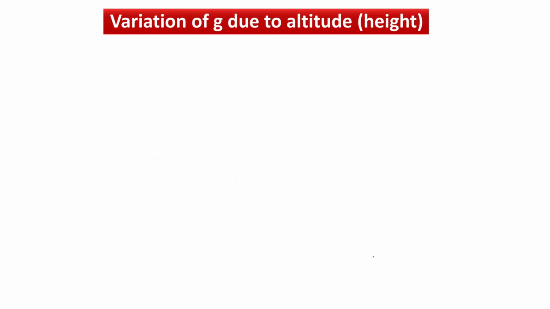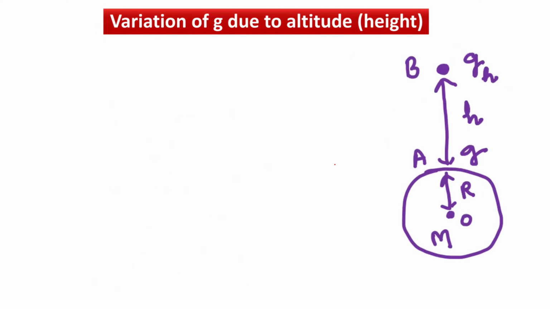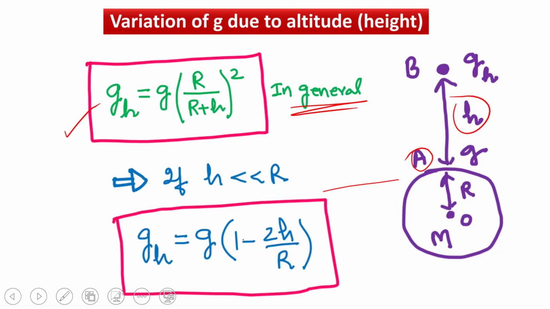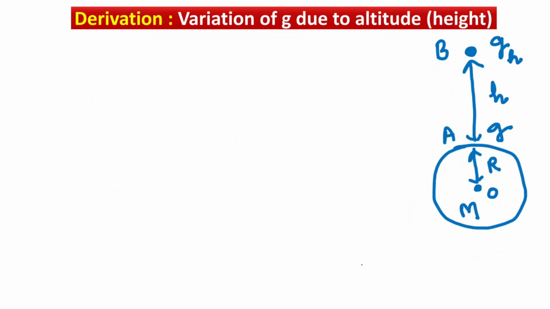Now next is variation of g due to altitude, means height. Suppose at point A, that is the surface point, and B at some height small h. Then g at any height h is equal to g into R upon R plus h whole square, in general. Now if h is very small as compared to R, then gh is equal to g into 1 minus 2h upon R. This is binomial expansion. So this is the expression. You can derive also this expression.